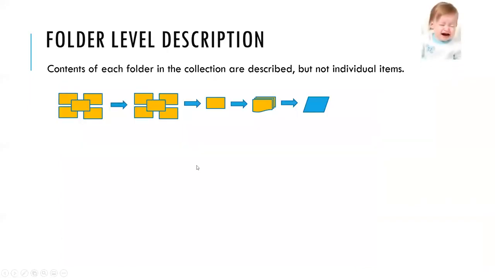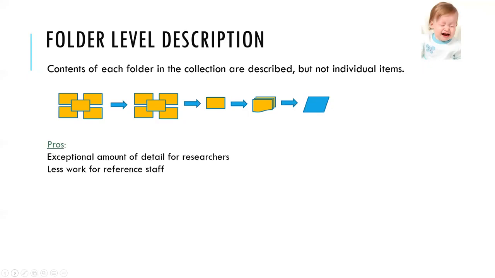Okay, so next I'll talk about folder level description. So this is where the contents of each folder in the collection are described, but not individual items. As you can imagine, this provides an exceptional amount of detail for researchers, and it's certainly less work for reference staff. You can just go look through the finding aid, bing, there's a folder title or a folder description, and I'm fairly confident that what the researcher is looking for is in this folder.